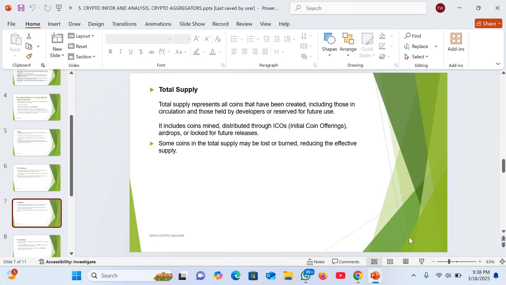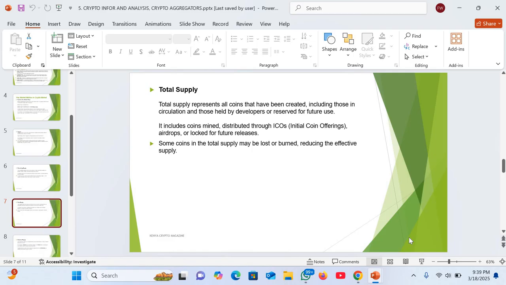So those coins that are held by developers, you see, cryptocurrencies usually begin as projects, and these projects raise what we call financing. And when they raise financing, they are able to distribute tokens to the users who have bought the tokens. By buying, I mean who have financed the projects.